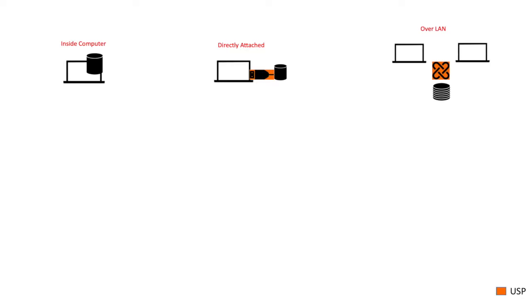The third model which evolved is that we are able to take this storage out and stack a lot of storage. We can have multiple hard drives stacked together as an array, and they can be made available over a local area network, so even more than one computer can access it. So this is the third model.